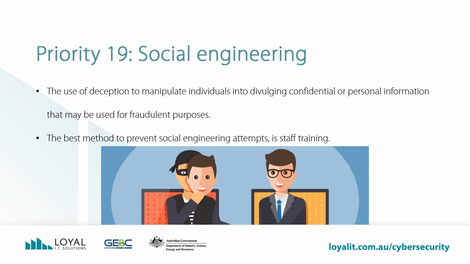To prevent social engineering attempts, the best method is staff training. If staff are aware of possible social engineering efforts, they will be better positioned to thwart them. This could be email, telephone, or text scams through to face-to-face scammers.